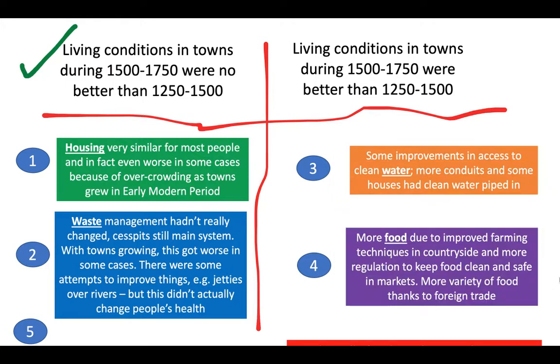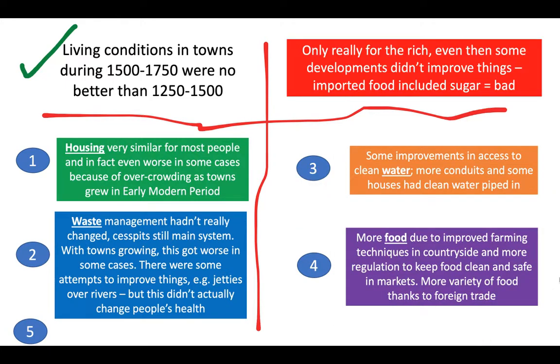Well, I'm probably going to focus on these two points. These improvements are only really for the rich. Take the top one: some improvements in access to clean water, more conduits, some houses had clean water piped in. We know that these were basically only for the rich. And so for me, that's one of my main arguments to show that this side of the argument isn't that valid. But also I might say, even some developments didn't really improve things.